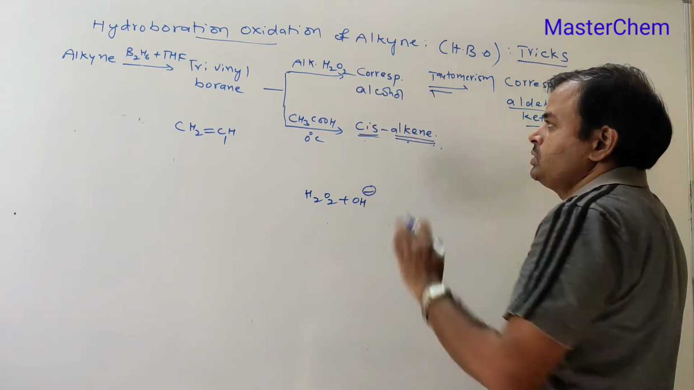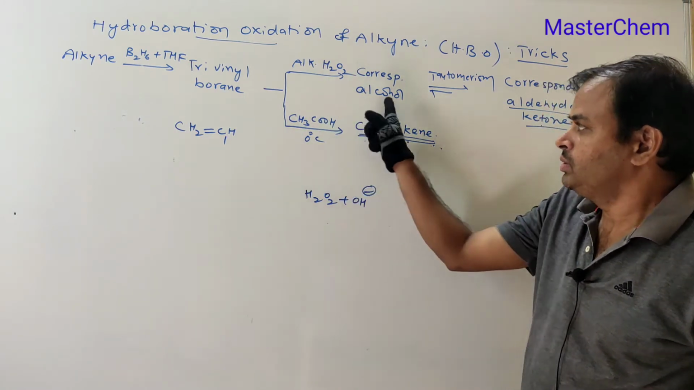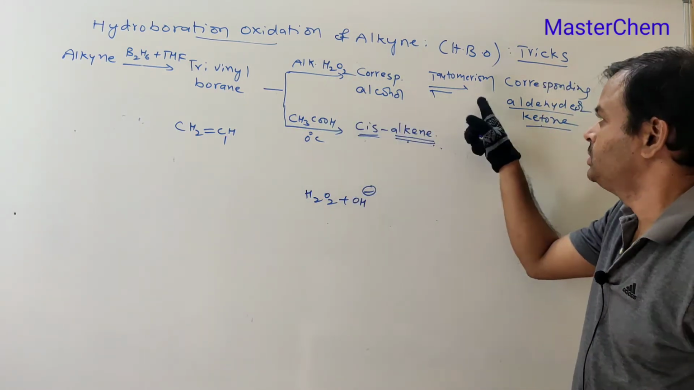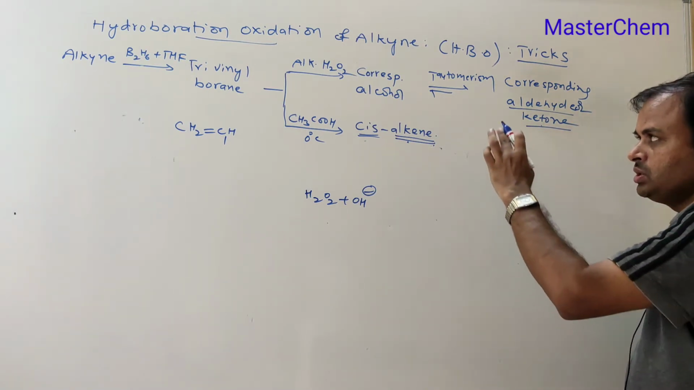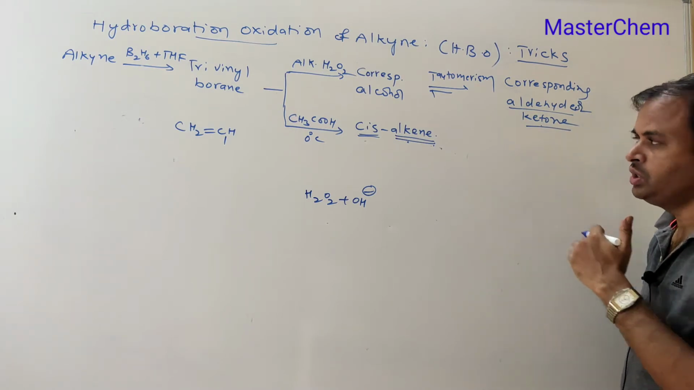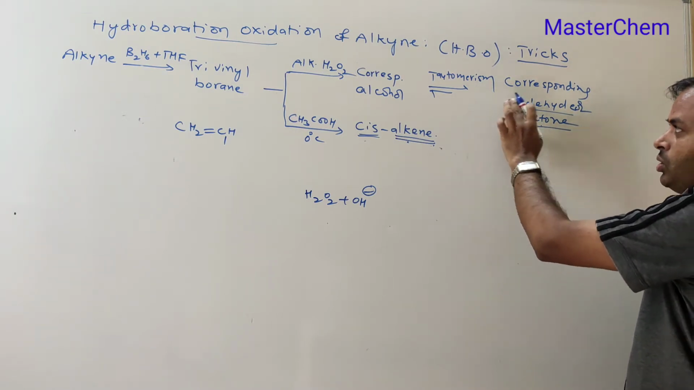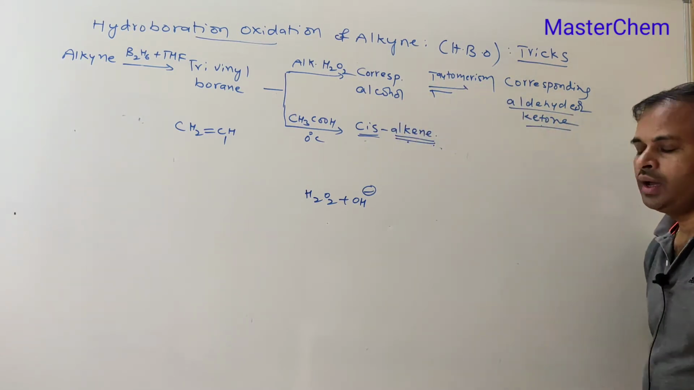So what does it give? Corresponding alcohol, vinyl alcohol. As it is vinyl borane, we will get vinyl alcohol. And next, this undergoes tautomerism. You know the tautomerism. So what is the tautomerism? 1,3 shift. 1,3 shift is also called tautomerism. So, alcohol by tautomerism converts into aldehyde or ketone.